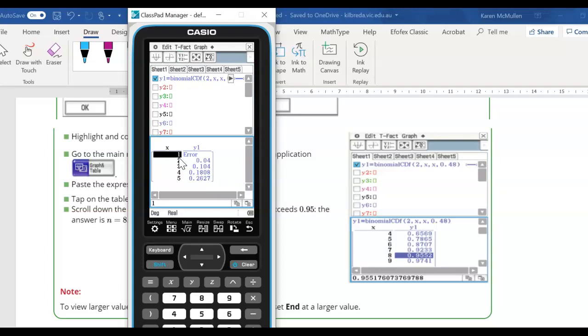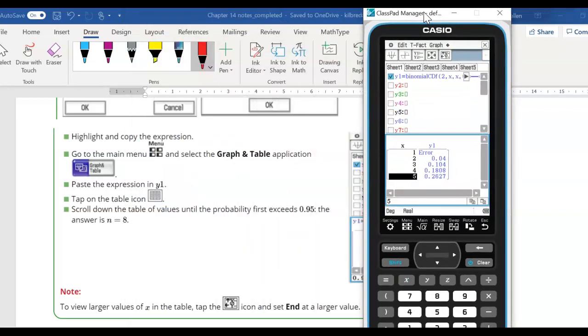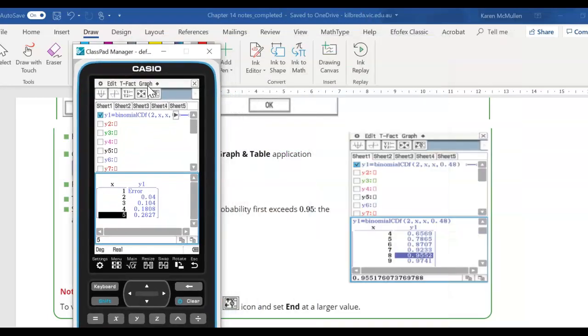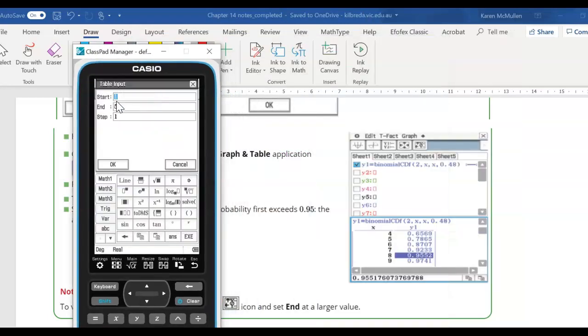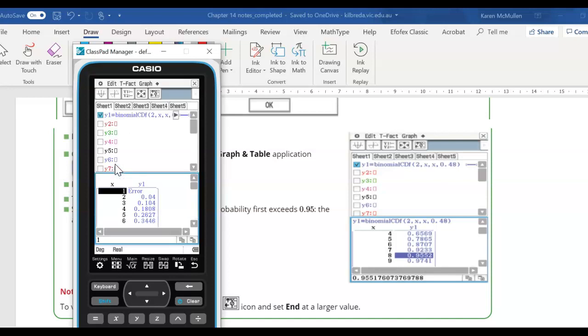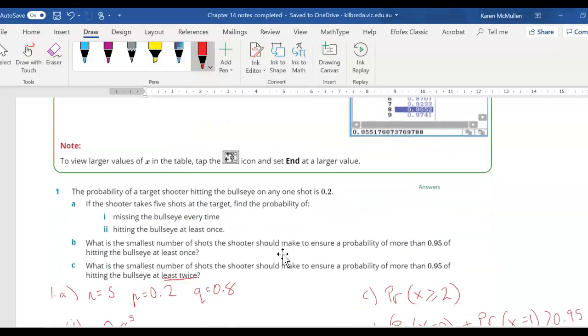So I would just keep scrolling for X until I got, now what does it say? To view larger values, tap the XY. So tap this screen. All right, so see how it says start 1, end. So let's go up to 30. We know what the answer is. All right, so now you've got more. The table's just become a bit bigger. So now we can see all the probabilities in blue, and we keep going until we get a number greater than 0.95. So there you can see it's 22. All right, so 2 ways you can do it.